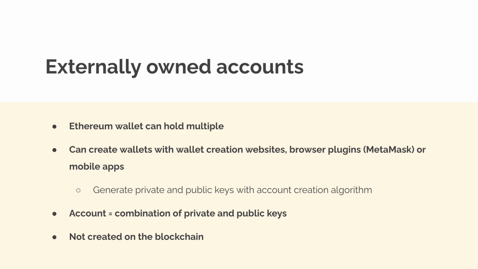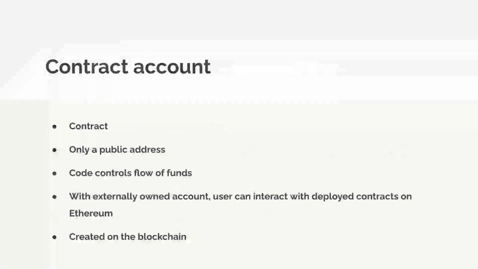Externally owned accounts, important to note, are not created on the blockchain. A contract account, however, is created on the blockchain. So a contract account is also just called a contract. This doesn't have any private keys. It only has a public address. And the code of a contract controls the flow of funds.